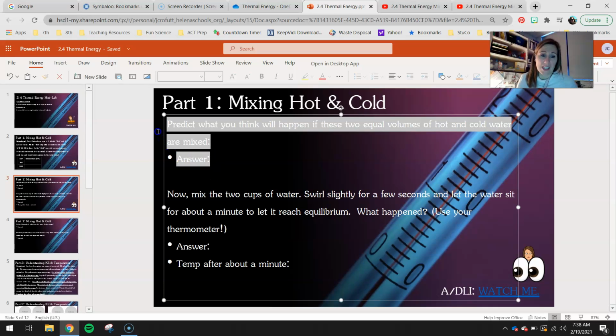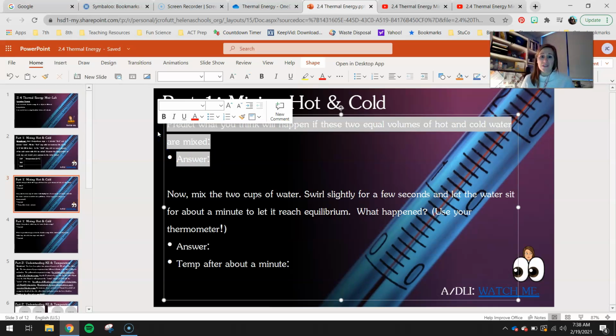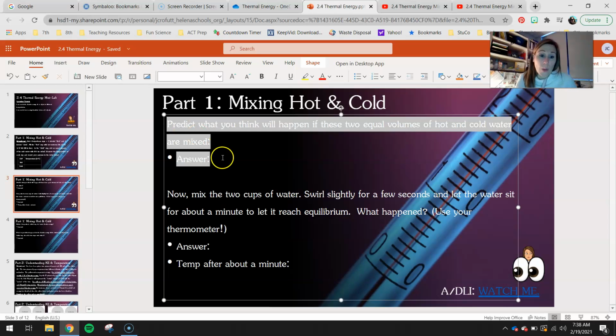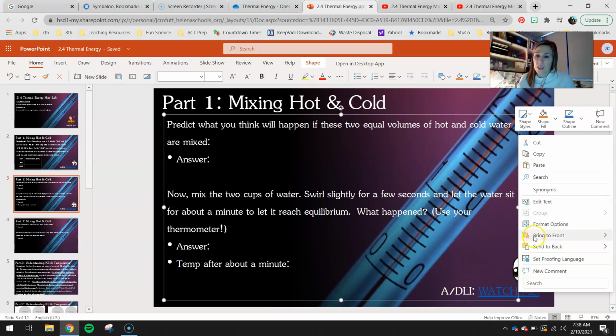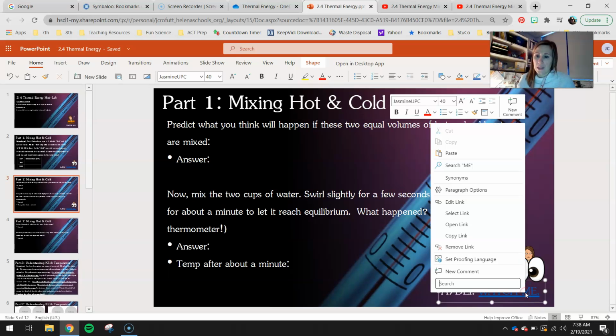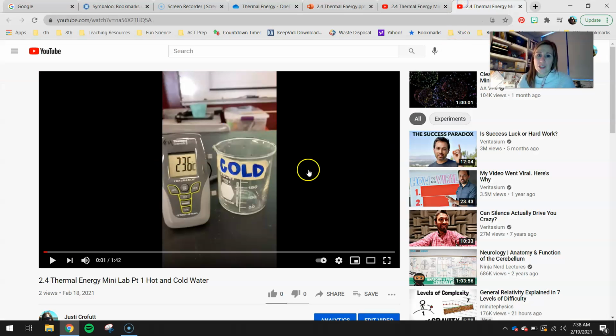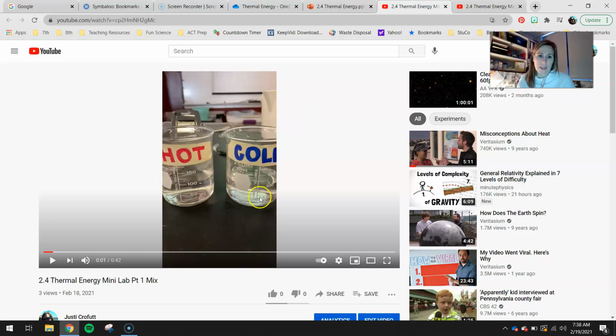This first question asks you to predict what you think will happen if these 2 equal volumes of hot and cold water are mixed. Write your answer there, and then go ahead and move on and get your answer to that. You can right-click this video here, open the link, and then you should see this video right here.